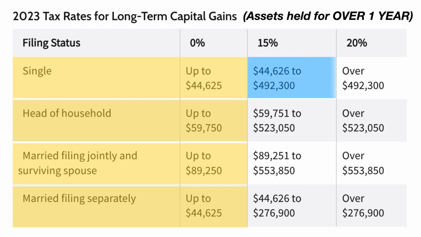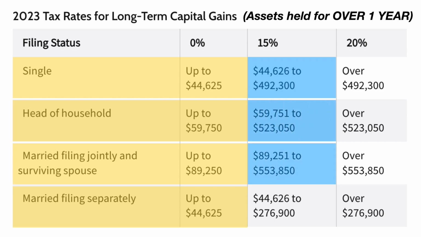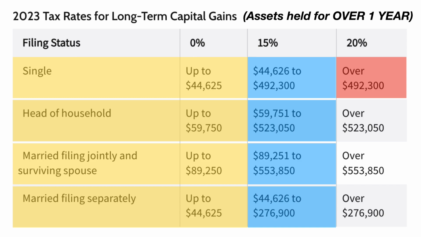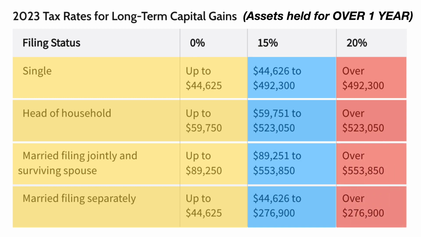So if you're single and you made from this range to here, and again, it's a huge range. So notice it goes to $492,000. Same for head of household, it goes up to $523,000. Married filing jointly goes up to $553,000, and then married filing separately to $276,000. So you have to make a ton of money in your income per year to be taxed at that 20% bracket over here. So if you're single, you have to make over that amount to be taxed at 20% on capital gains. Head of household, same. Married filing jointly, same. So you've got to be over that amount there to be taxed at the 20% rate for your capital gain.